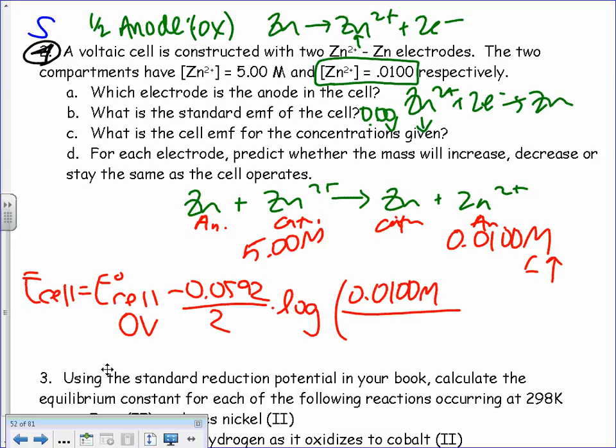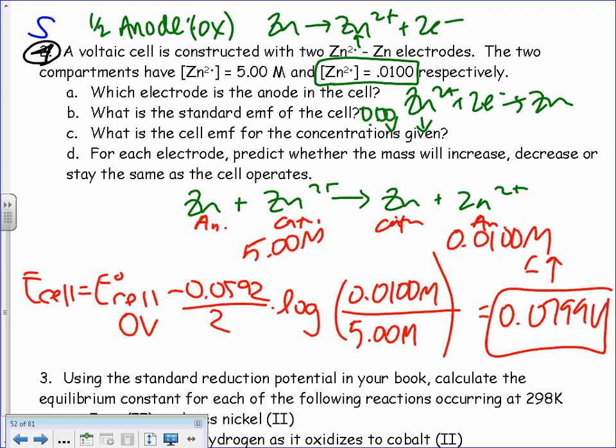And that's just to the first power, right? There's no coefficient to deal with. And this is the zinc that's going to the denominator, which is the reactant one, also to the first power, there's no coefficient. So then plug it in, and you get 0.0799 volts. And it did go up, so we verify our qualitative prediction with the quantitative.